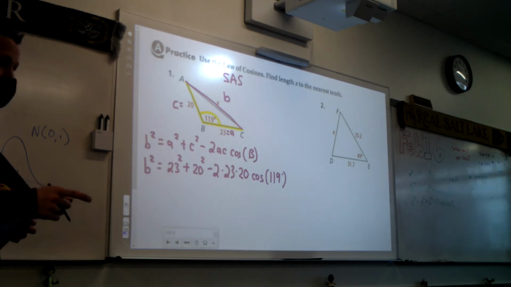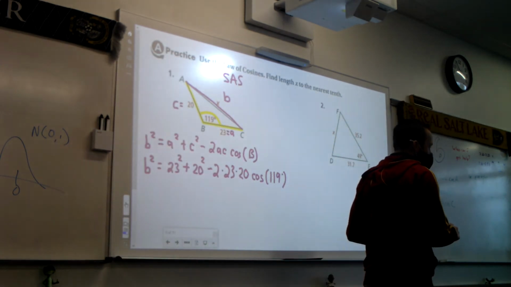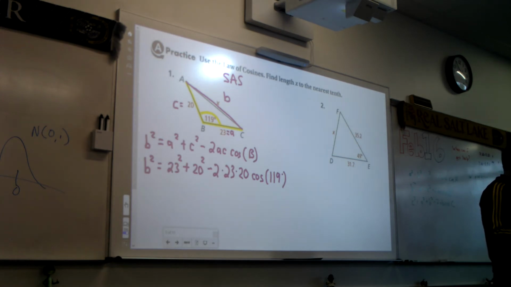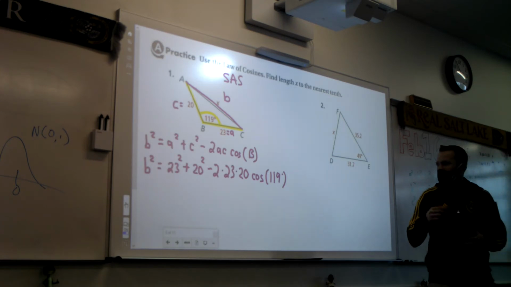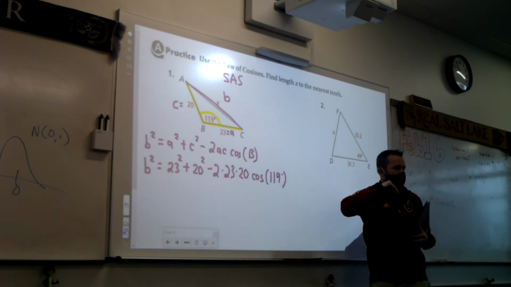But before I do, you always need to get in the habit of checking your mode. Because if you're in the wrong mode, radians or degrees, you'll get it wrong. So does everyone know where to go to check their mode? What mode should you be in? Degrees. Yeah, since this is 119 degrees, you want your mode to be in degrees.